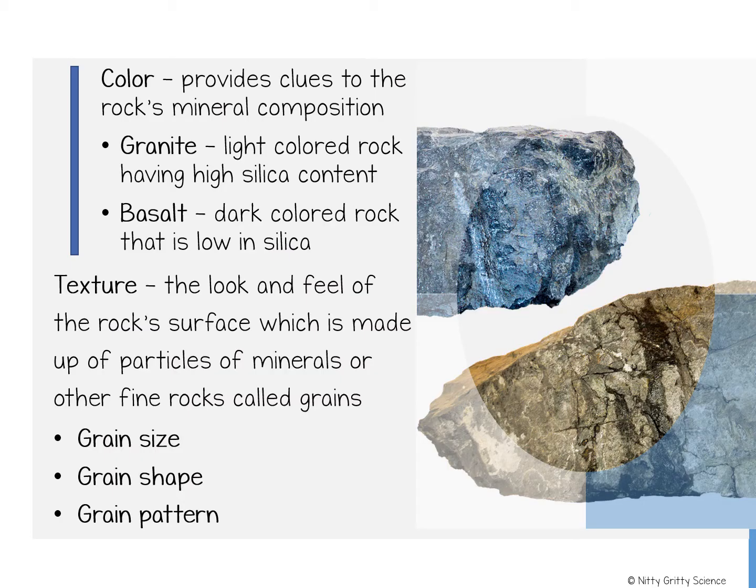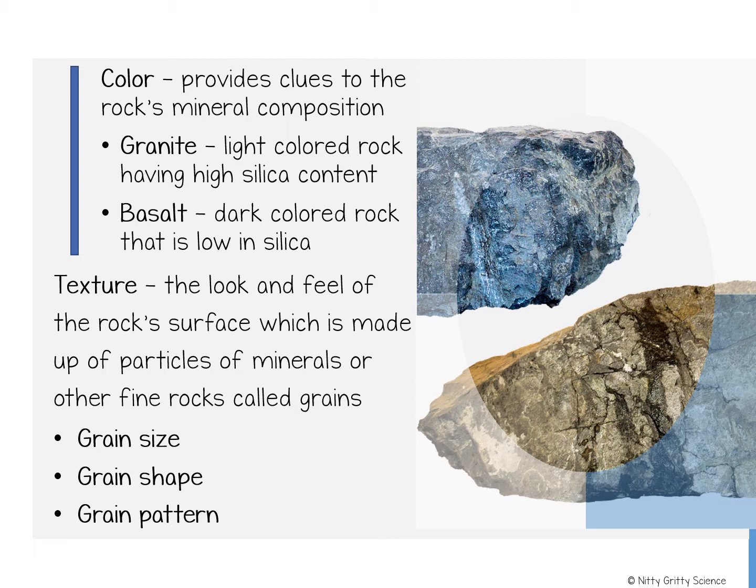About 20 minerals make up most of the rocks of Earth's crust. These minerals are known as rock-forming minerals. A rock's color provides clues to the rock's mineral composition. For example, granite is generally a light-colored rock that has a high silica content. Basalt, on the other hand, is a dark-colored rock that is low in silica. But as with minerals, color alone does not provide enough information to identify a rock.